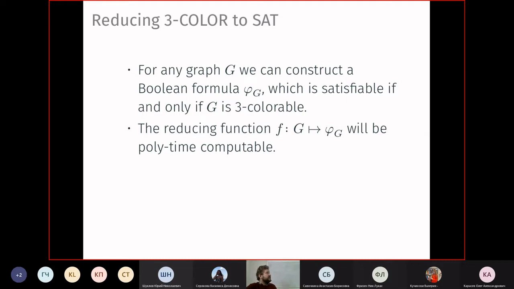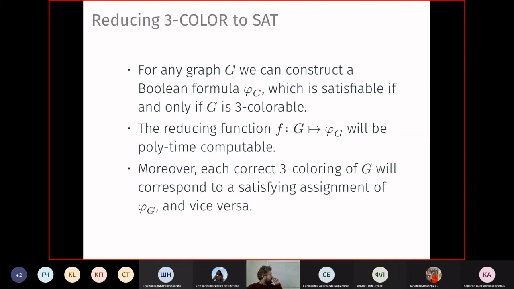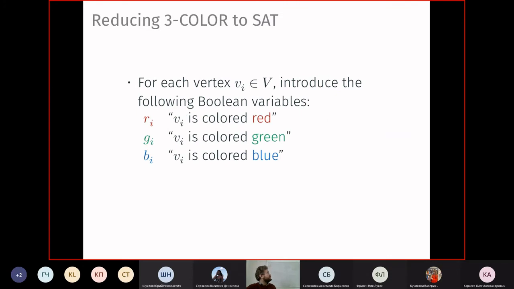So this phi G will exactly represent the idea that a coloring, which is somehow encoded as a satisfying assignment, is really a coloring of G. So each 3-coloring of G, or correct 3-coloring, will correspond to a satisfying assignment of this formula, and vice versa. So this will be a one-to-one correspondence. And this is how it is constructed.